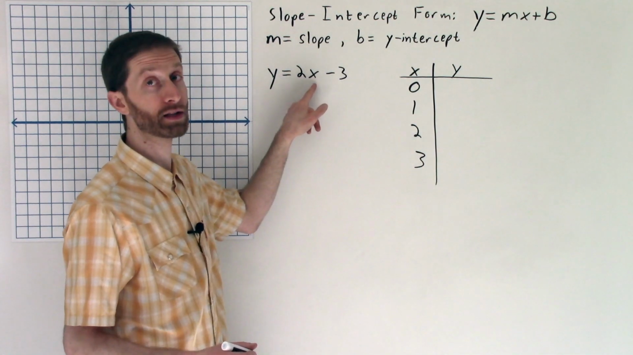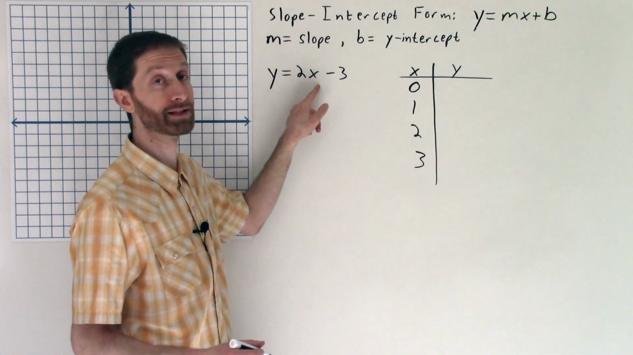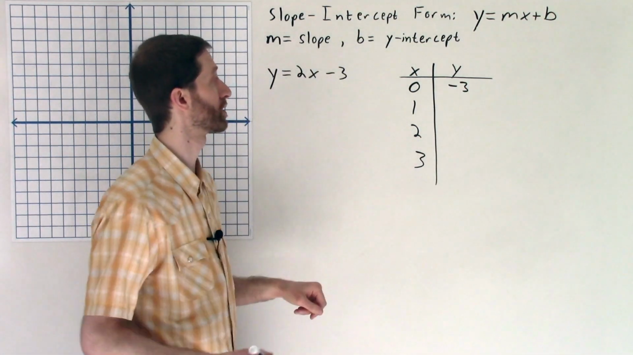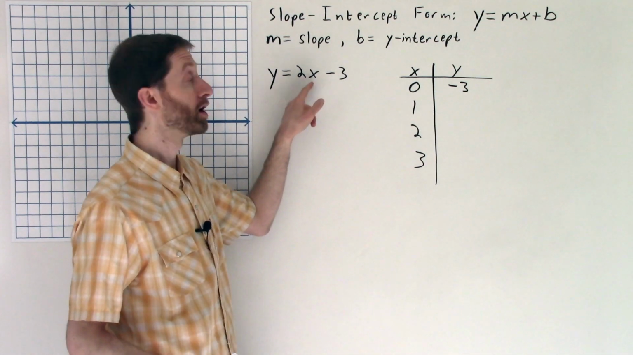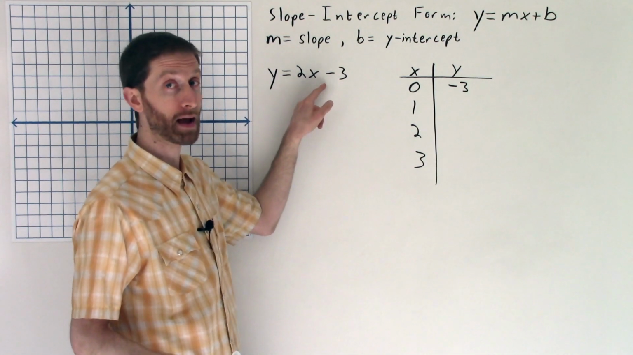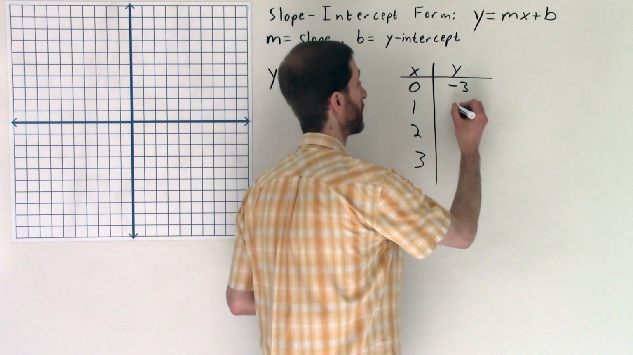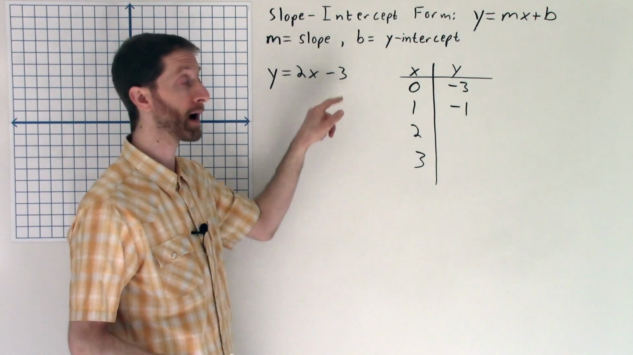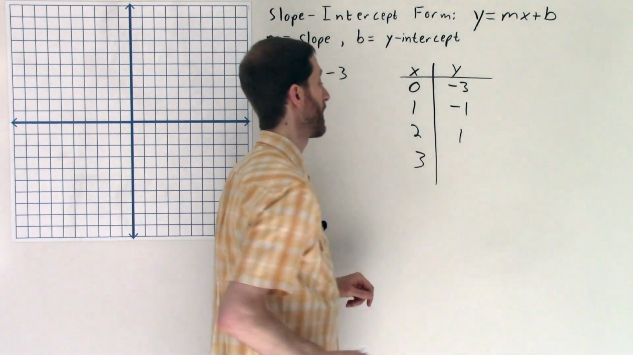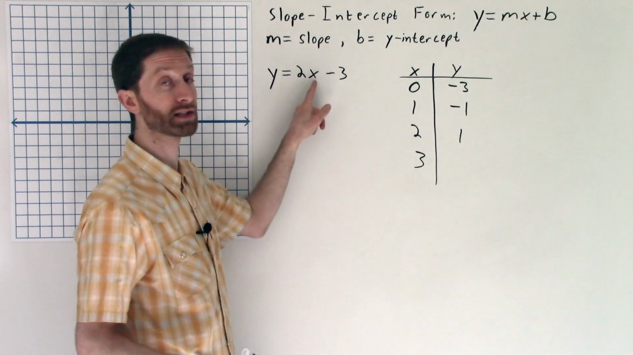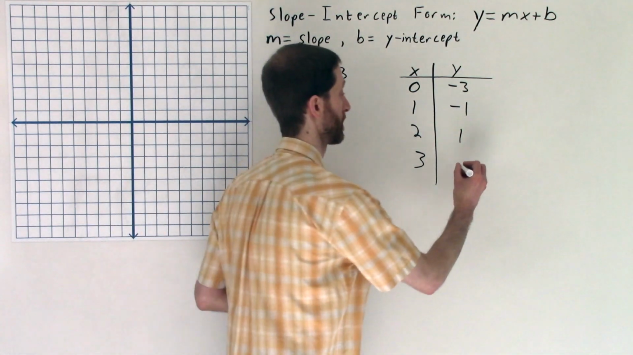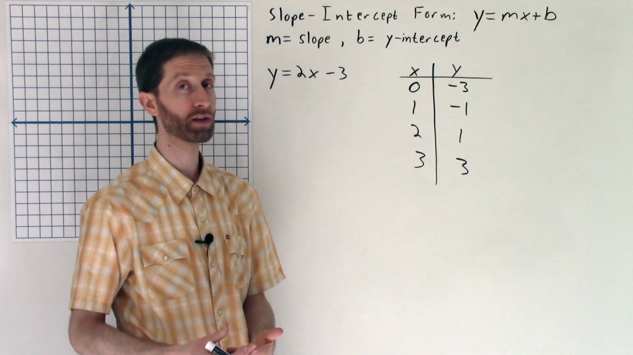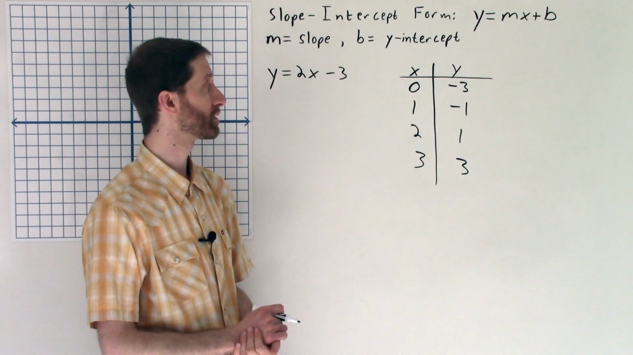So all we're doing is plugging in 0 here. 2 times 0 is 0, minus 3 is -3. So I've plugged 0 into this function. I'm going to take 1 and plug it in here. 2 times 1 is 2, minus 3 is -1. Sweet. 2 times 2 is 4, minus 3 is 1. And then 2 times 3 is 6, minus 3 is 3. So all I'm doing here is plugging in x values to get out y values. I'm not showing that work this time. That has been shown in many previous videos.